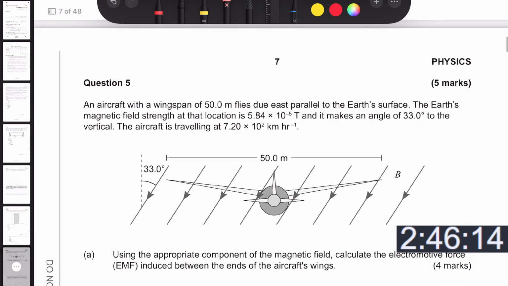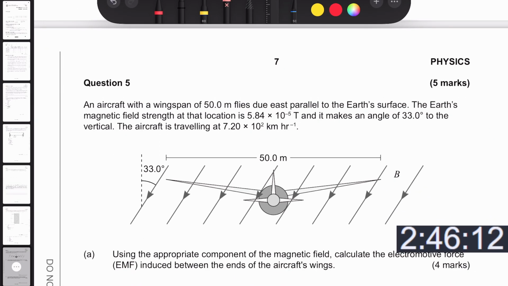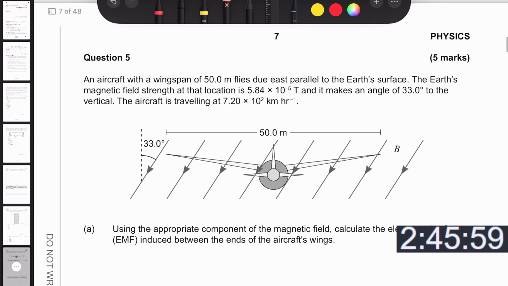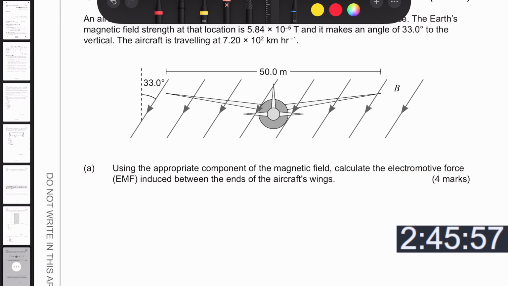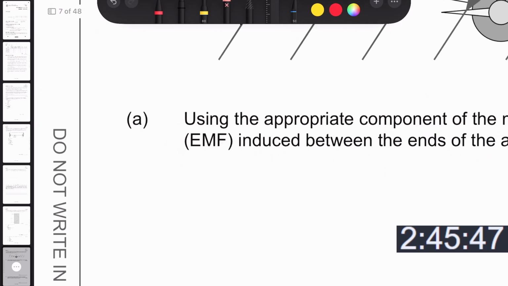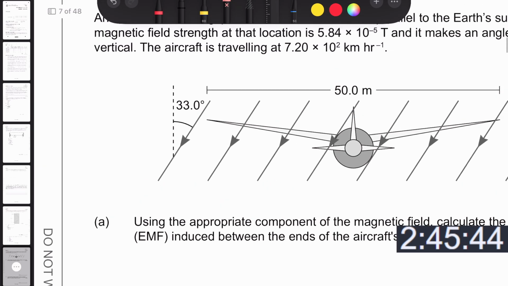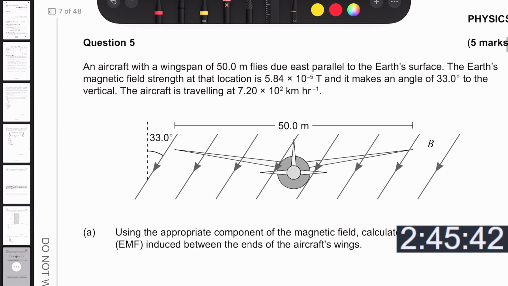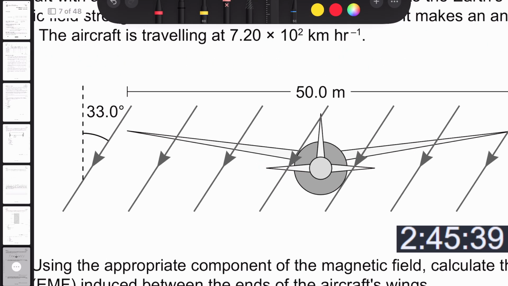Okay, positron. An aircraft with wingspan of 50 meters flies due east parallel to the Earth's surface. The Earth's magnetic field makes an angle with the vertical. Using appropriate components of the magnetic field, calculate the electromotive force induced between the ends of the aircraft's wings. So they said it flies parallel, so I think we're gonna assume it's straight on.